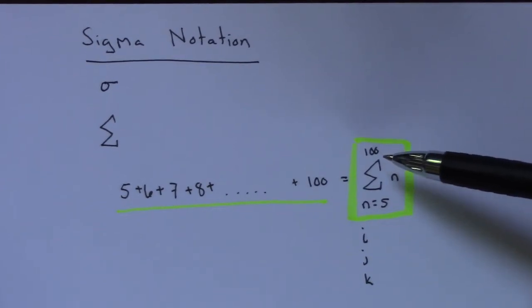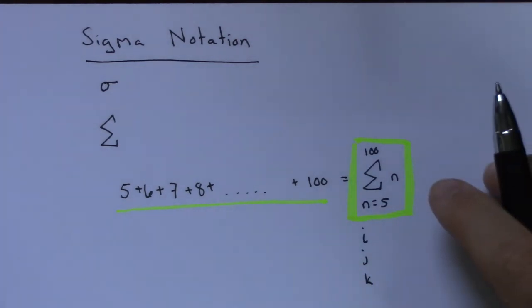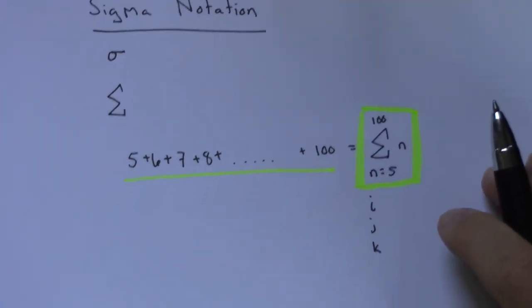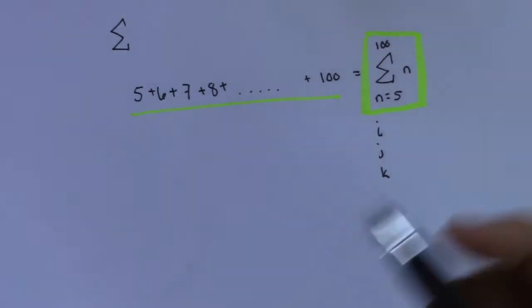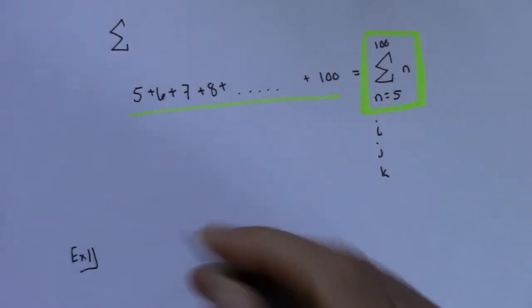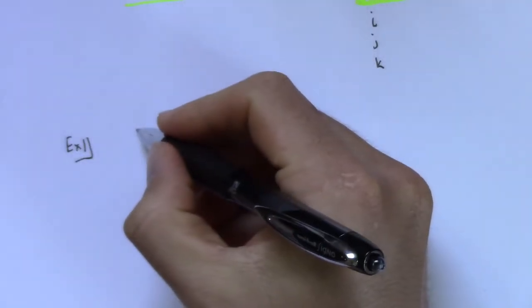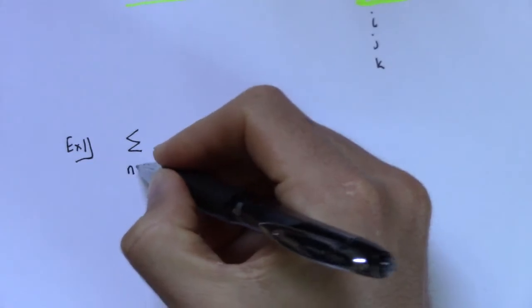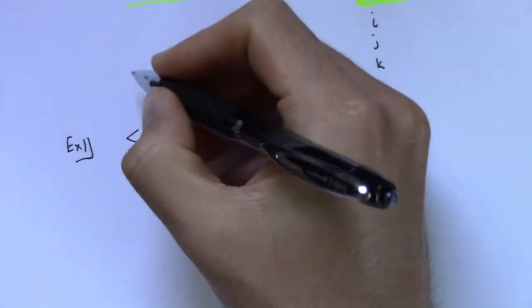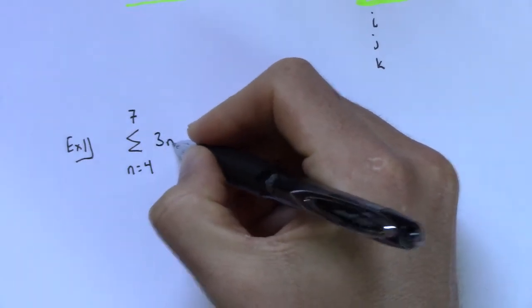So we're going to take a look at a few of these, and I pulled all 3 of these practice problems from the actual assignment. So the first one we're going to take a look at is this one right here. Let me make sure I'm on the screen. Yep. And it says the following. We've got sigma n equals 4 to 7, and I'm plugging in 3n.